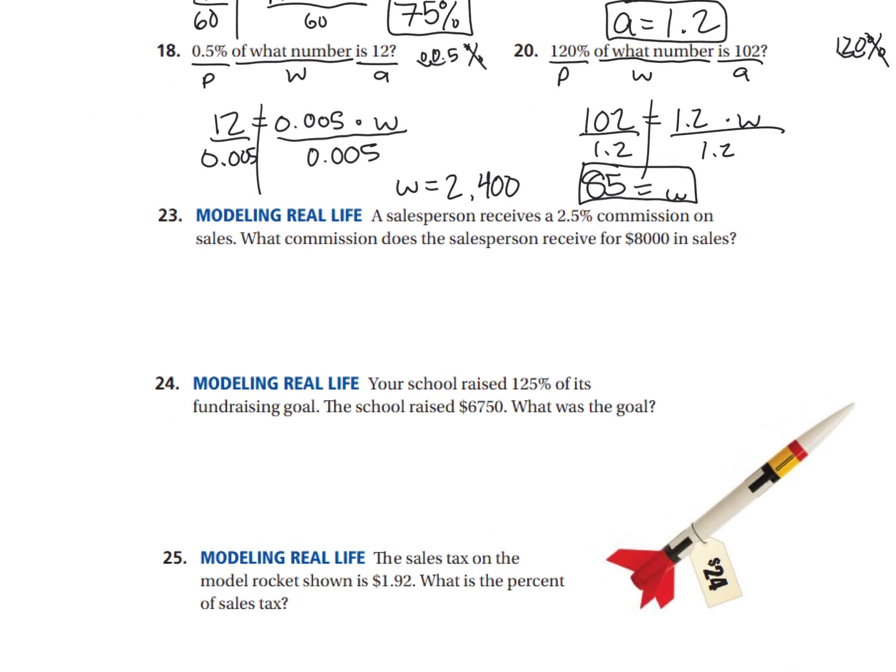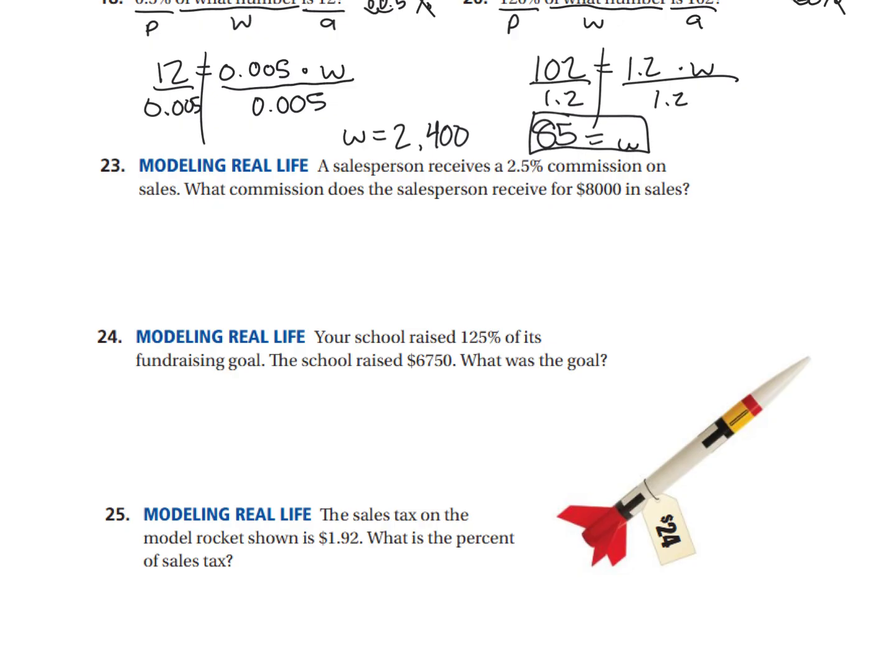All right, 3 left here. We go. So it says a salesperson receives 2.5% commission on sales. What commission does the salesperson receive in 8,000 in sales? So in this one, we have to kind of think about what each of the A, P, and W stands for. Clearly, this has a percent. It has to be P. Now, in our case, total sales, that kind of represents our whole or our total, meaning our commission would be A. Commission is just a little bit extra money you would get if you sell some different things.